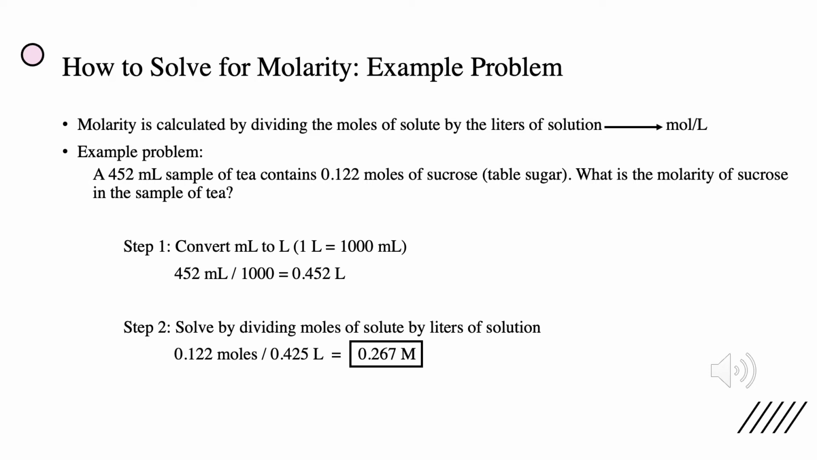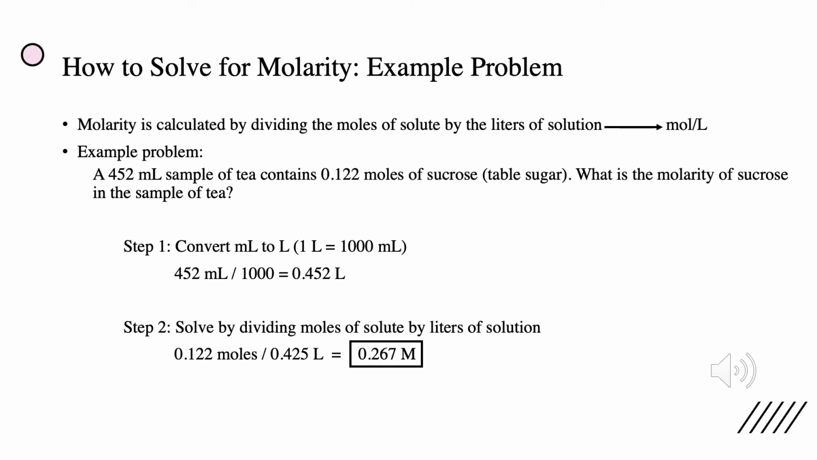So it's a fairly easy breakdown. It's really a two-step problem. For step one, we would convert the milliliters to liters because molarity is measured in moles over liters, right? There's 1,000 milliliters in 1 liter. So we would take 452 milliliters, divide that by 1,000 to get 0.452 liters.